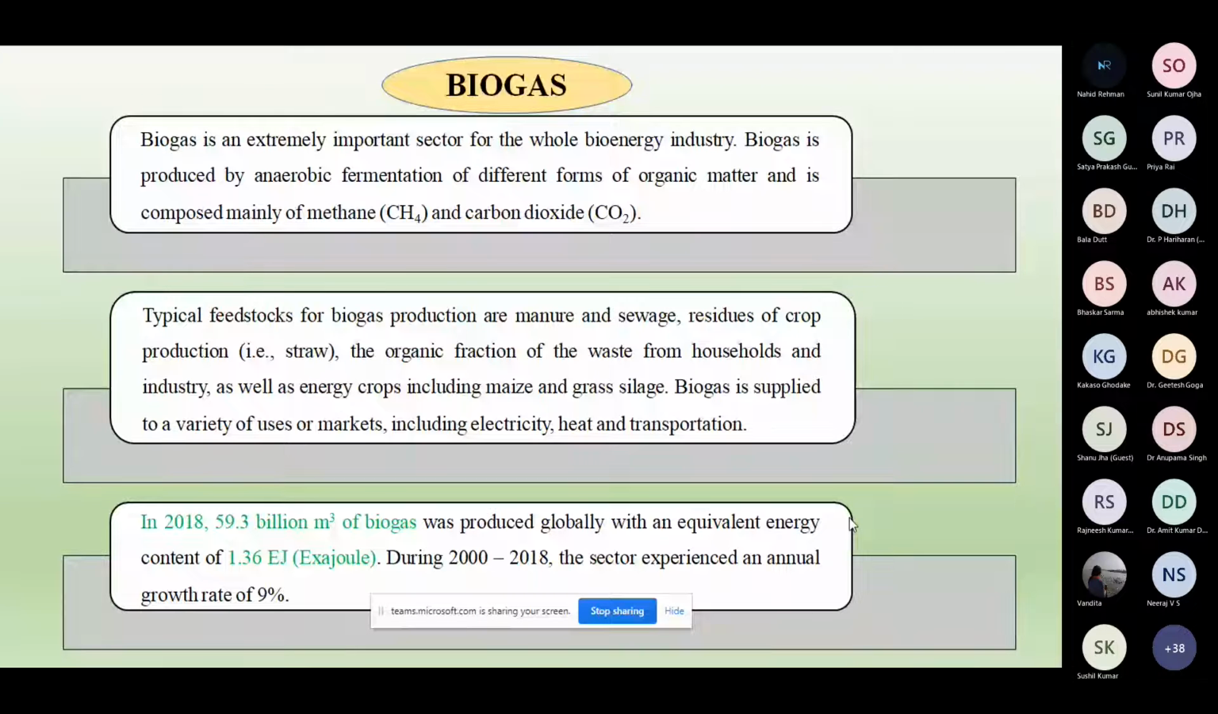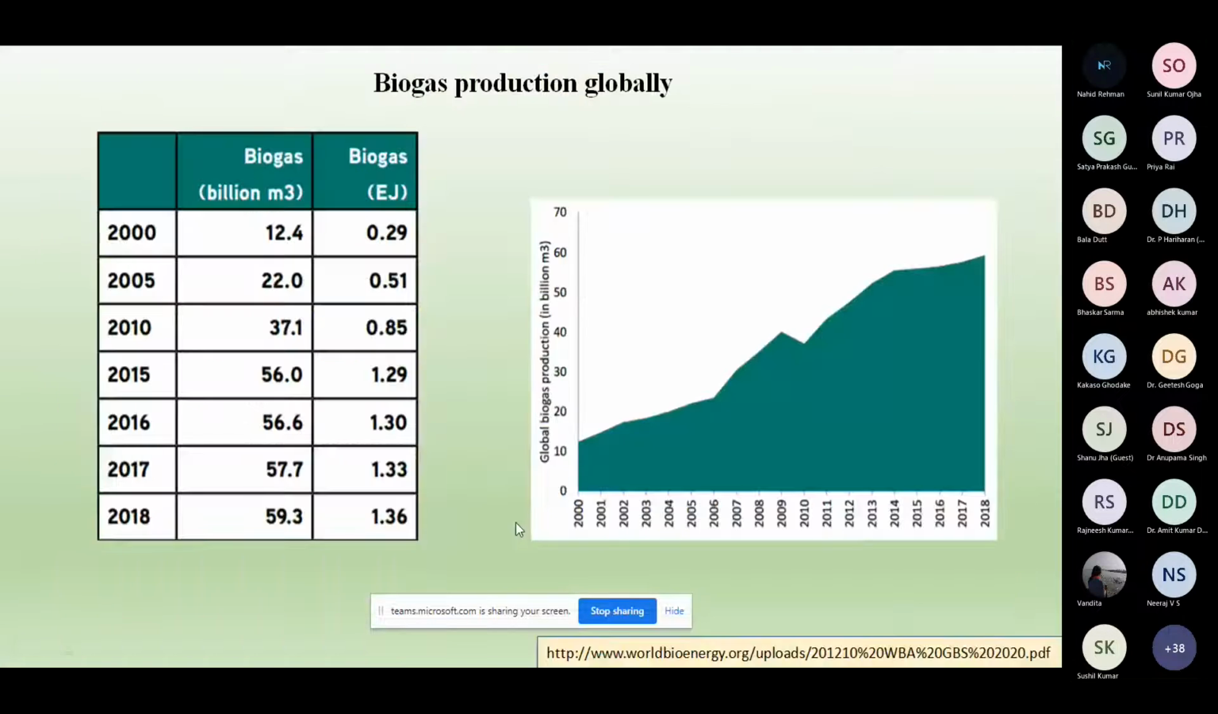So all these we have already discussed, that biogas, what is the status of the production of biogas globally, and its energy content. Just to revise, in 2018, 59.3 billion cubic meters of biogas was produced globally, which contained the energy of 1.36 exajoule equivalent energy. So you can see that there is a steep rise in the production of biogas, and the energy present in the biogas is also increasing accordingly.